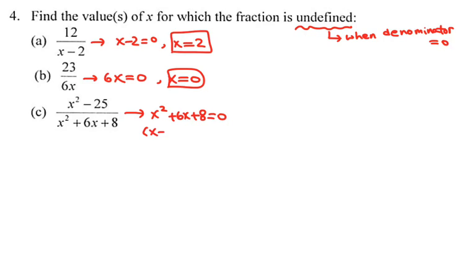So here, x plus 4 and x plus 2 has to be equal to 0. That means x must be -2 or -4. So in fact, in this case, we have two answers.